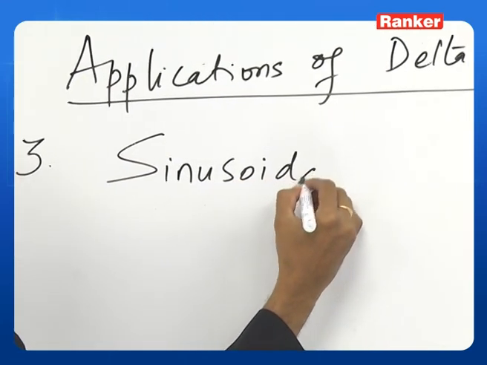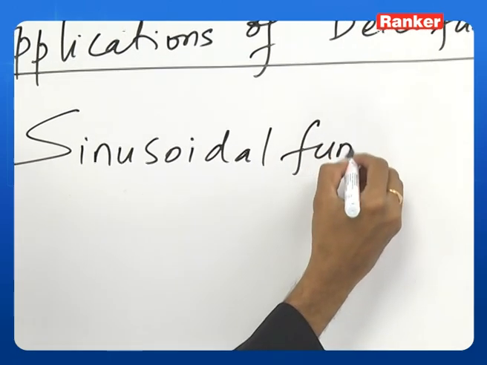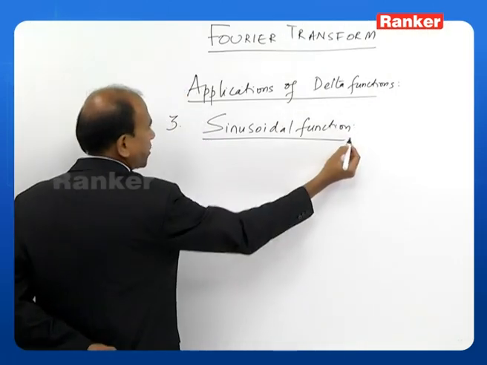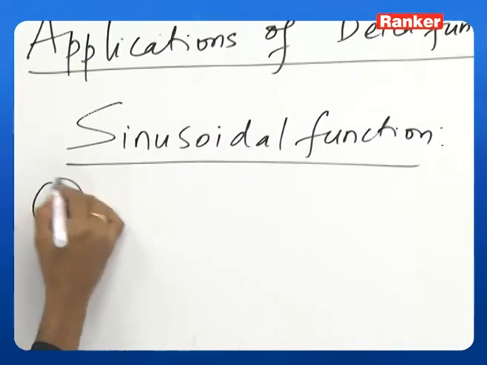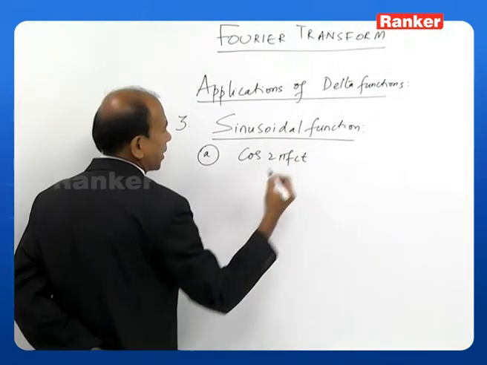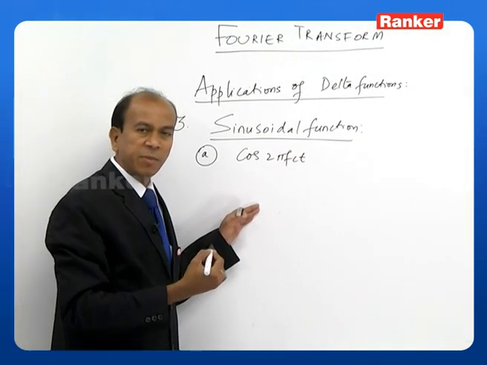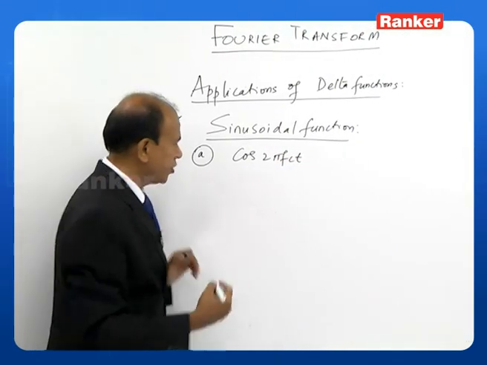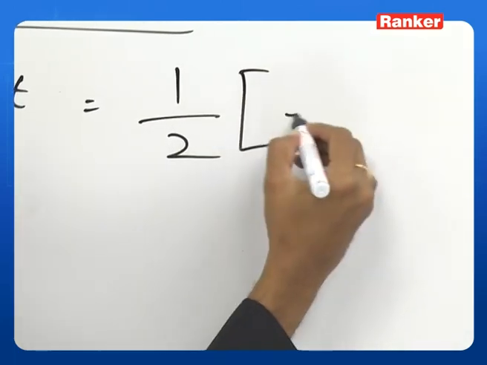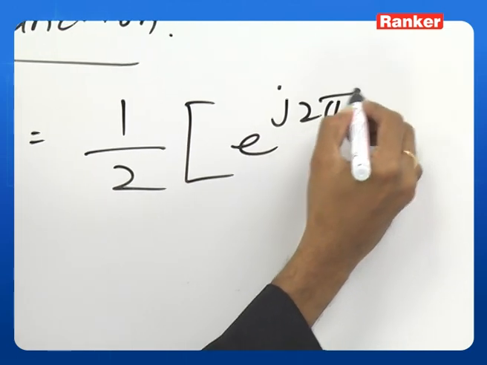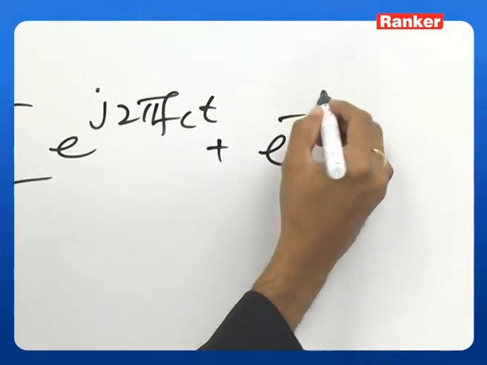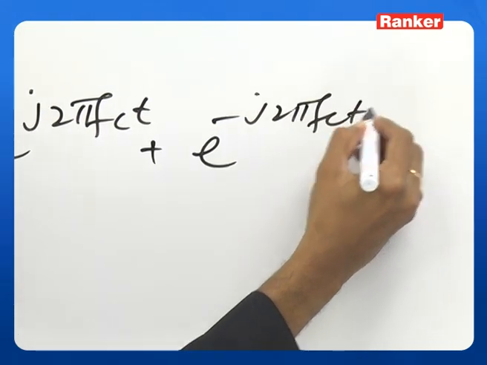Sinusoidal functions. There are two types of sinusoidal functions as we all know. So, let us look at first a cosine function. A cosine function can be written in terms of exponential functions. So, this I can write as half of e to the power of j2 pi fct plus e to the power of minus j2 pi fct.